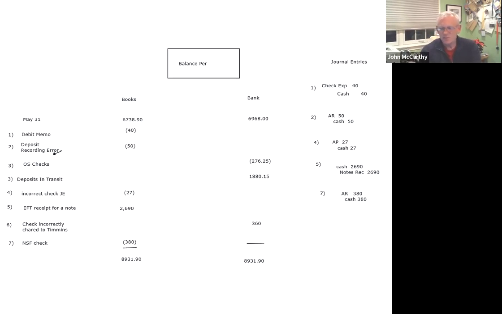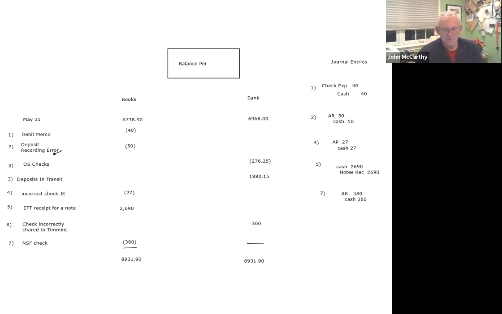Now this is a simple example. It could have been that the principal they were paying was $26.90 and they had some interest. Let's just say it was 10 for simplicity. So they could have given you $2,700, debit cash $2,700, credit the notes receivable for the principal of $26.90, and then credit interest income for 10. That's not what they had here, but you could see something like that, okay?